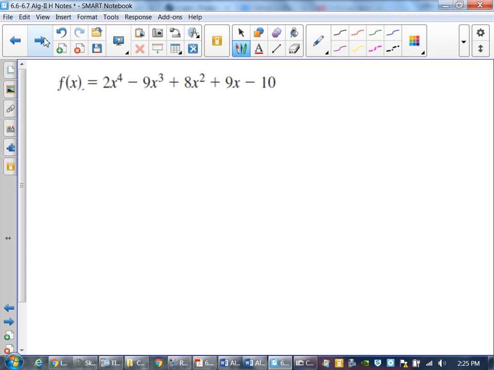Now what happens when your first term is not 1? I don't know. Then you cry. There's only 2. So again, we have a 4th degree polynomial. My polynomial should have 5 terms to make it work. In this case, we do. I don't have to worry about placeholders. So I look at my factors of 10. My factors of 10 are 1, 2, 5, and 10. And I have to divide that by 1 and 2.